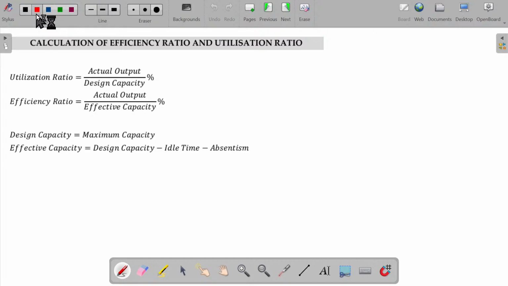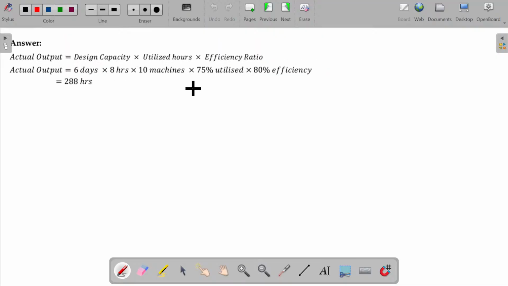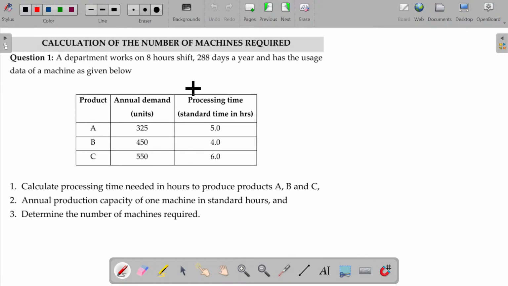What points are going to be covered here? One is utilization as well as efficiency ratio of your factory, as well as deciding the number of machines required, as well as which machine will be useful or chosen for the different levels of demand.